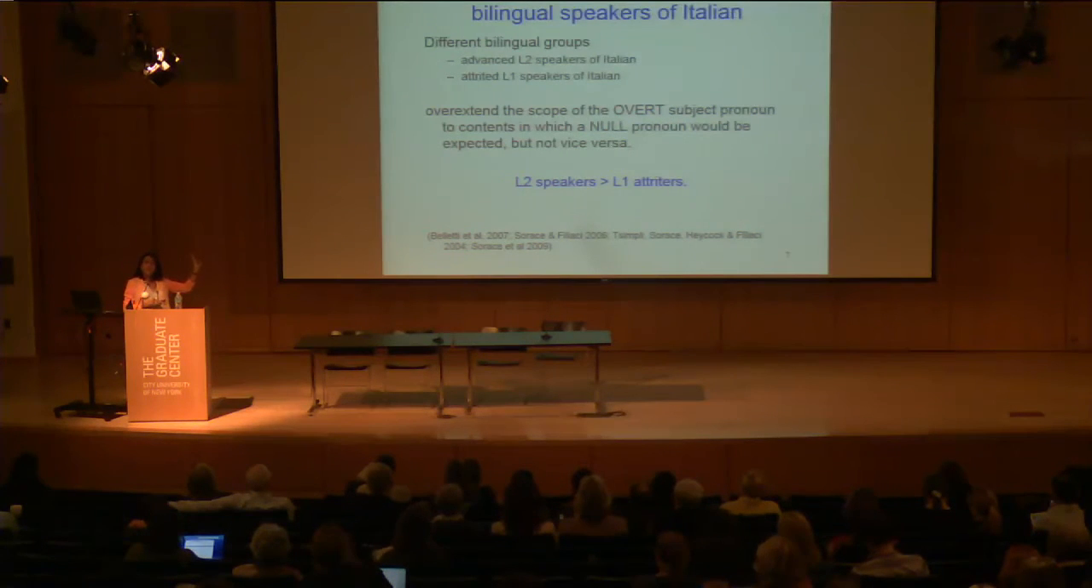So these bilingual speakers tend to overuse overt pronouns. They also tend to misinterpret overt pronouns. I'm going to give you an example shortly, but not vice versa. So there is an asymmetry. They tend to be over-explicit. They tend to stick in too many pronouns or to misinterpret overt pronouns. But when it comes to using a null pronoun, they use it correctly. When it comes to interpreting a null pronoun, they interpret it correctly. Now, second language speakers do it more than attrited speakers. The phenomenon is there in both groups, but the magnitude is different, so it's greater in the second language speakers.